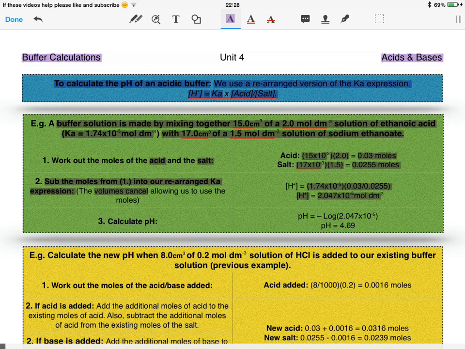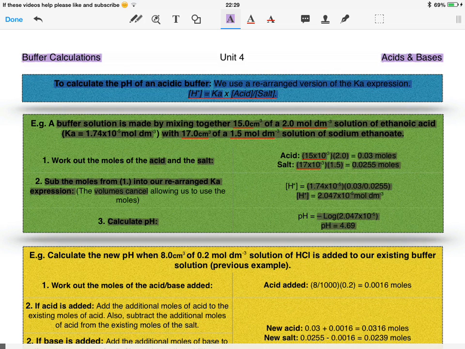Just pause the video and use your calculator to see if you get the same. You should. Finally, we just calculate the pH, and hopefully you know how to do this by now. If not, look at my previous videos. This is just minus log of the concentration of hydrogen, so minus log 2.047 times 10 to the minus 5, and this gives us a pH of 4.69. So there you go. That is a foolproof method for calculating buffer solutions.